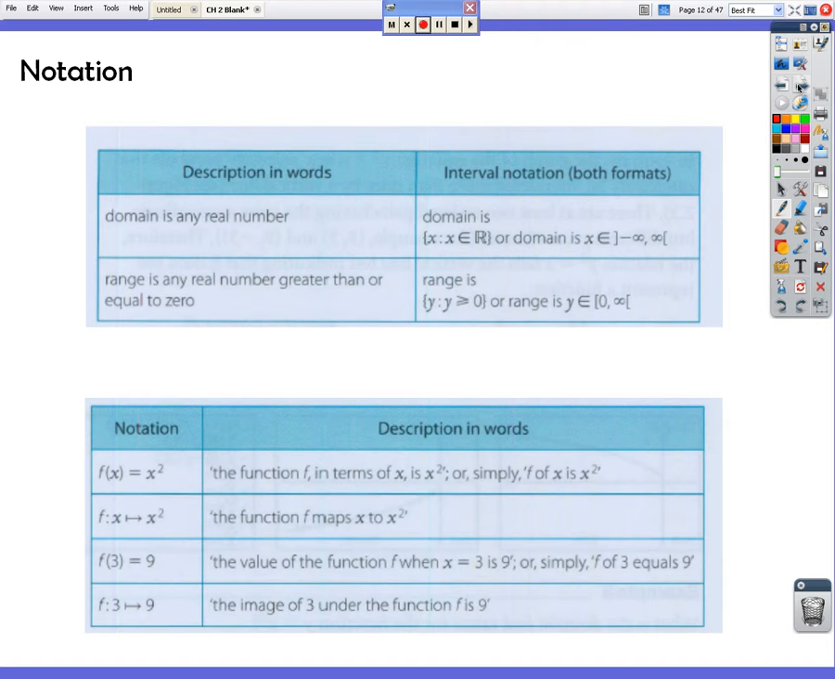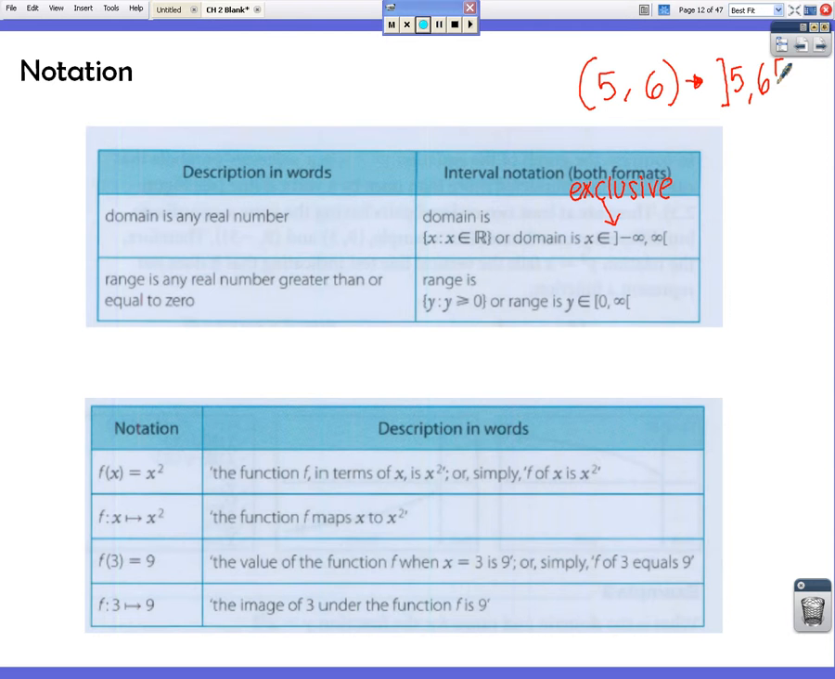Notation, I just wanted to have you notice this weird backwards bracket is your exclusive bracket in the book. So what I mean by that is usually if you want to go 5 to 6 but not including, we use the rounded brackets. Your textbook actually does this instead, which looks very odd to most people. So if you look here, this is your inclusive, so includes 0. Here is exclusive, does not include infinity. We never ever include infinity.